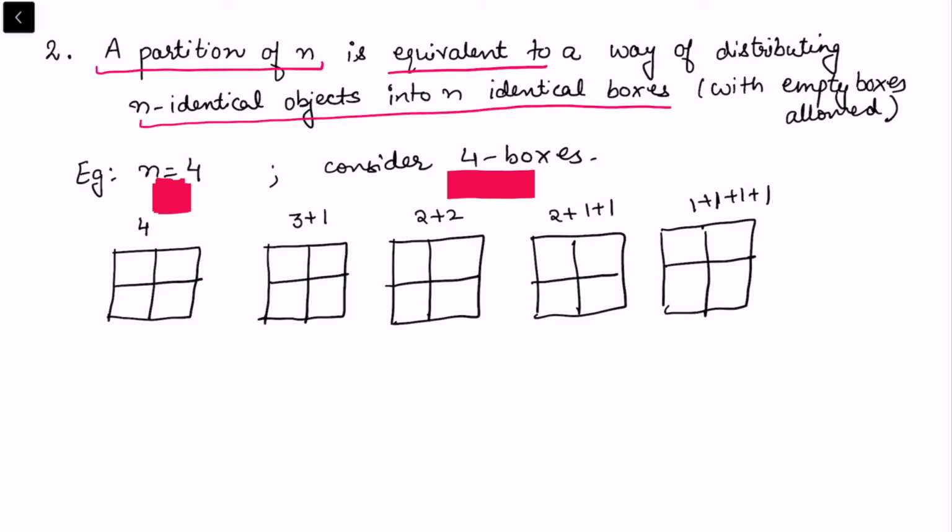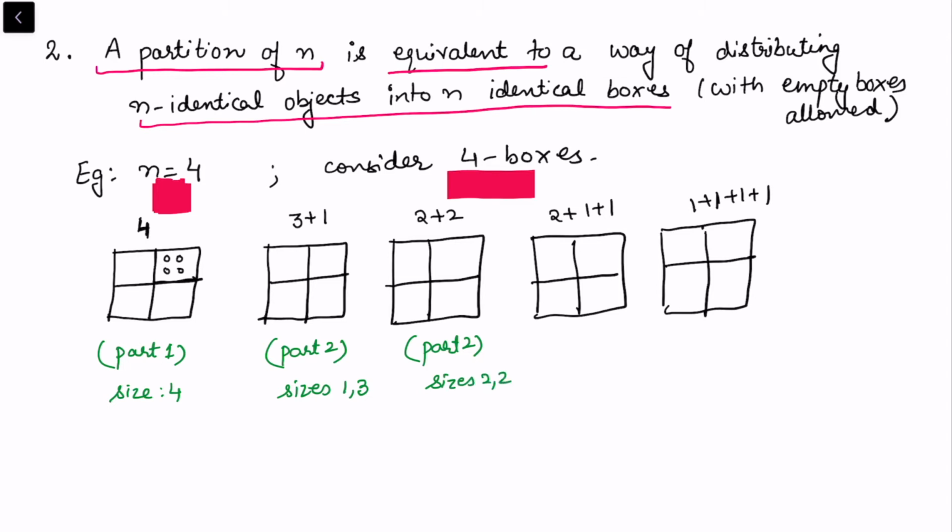So in case this value 4 is there, we'll assign one box with all the 4 objects, and here we are only using part size 4. So there is only one part in the partition. There are 2 parts in the partition, 3 and 1. There are 2 parts in the partition. Here the size of the part is 4. Here the sizes are different, so we have 2 sizes, 1 and 3. Here the sizes are the same, so we have 2 and 2.